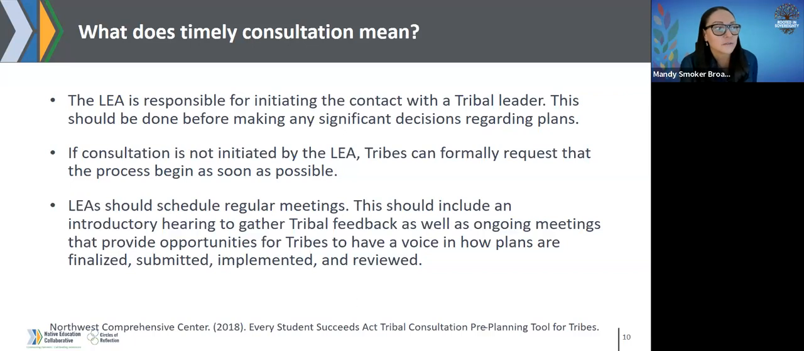And as I said earlier, if that is not initiated by a school district or LEA, tribes can make that formal request either to the district or to the state. And we really believe and support that these consultations should be regular meetings. You want to have time to build relationships and get to know one another from the tribe's and the district's perspective. But you really want to make this a regular occurrence, and make sure that tribes are at the table and have the opportunity to share their own ideas and suggestions for these different programs that exist in schools.